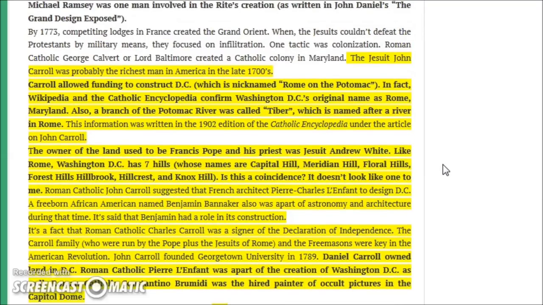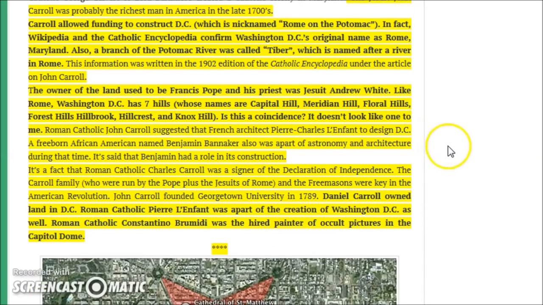All right, so going up here to how did the District of Columbia get its name, or how did Washington, D.C. get its name? So here we read that the Vatican has been involved. The Jesuit John Carroll was probably the richest man in America in the late 1700s. Carroll allowed funding to construct DC, which is nicknamed, quote, Rome on the Potomac. In fact, Wikipedia and the Catholic Encyclopedia confirm Washington, D.C.'s original name is Rome, Maryland. Also, a branch of the Potomac River was called the Tiber, which is named after a river in Rome. This information was written in the 1902 edition of the Catholic Encyclopedia in the article on John Carroll.